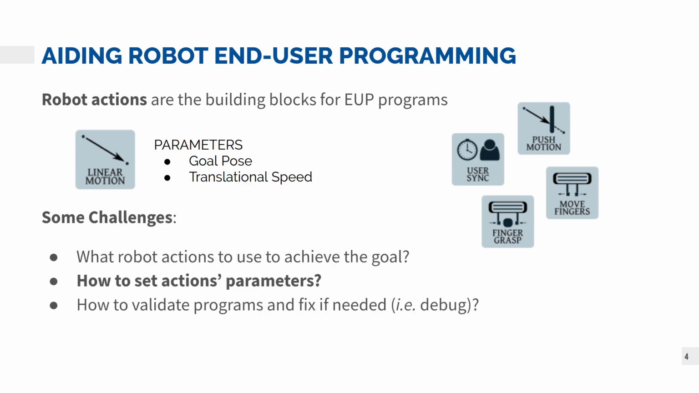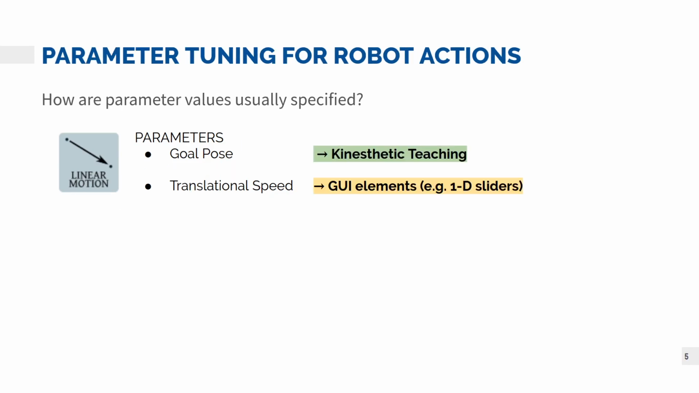While these interfaces are certainly more intuitive to use compared to traditional programming, they still present challenges for novice users. In this paper, we propose a method to aid the tuning of parametrized robot actions. Let's take a look at how these parameter values are usually specified. For certain parameters, like the goal pose of our linear motion, intuitive interfaces are available. For example, the user could set the goal pose by dragging the robot with kinesthetic teaching.